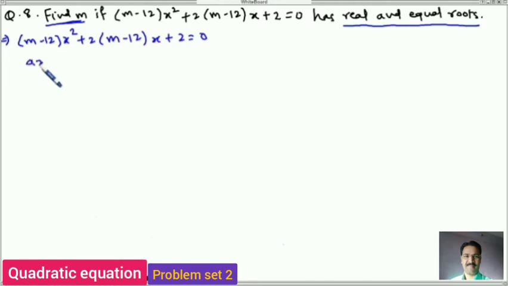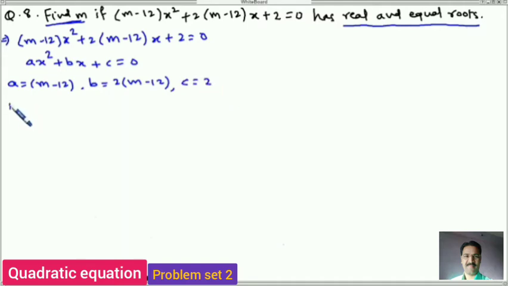That is, ax square plus bx plus c is equal to 0. Now see, a here is m minus 12, and b is 2 into (m minus 12). And what about c? That is 2. We are going to find the value of b square minus 4ac. What about b? That is [2(m minus 12)] square. Okay friends. Now minus 4 into a, that is (m minus 12), into c, that is 2.